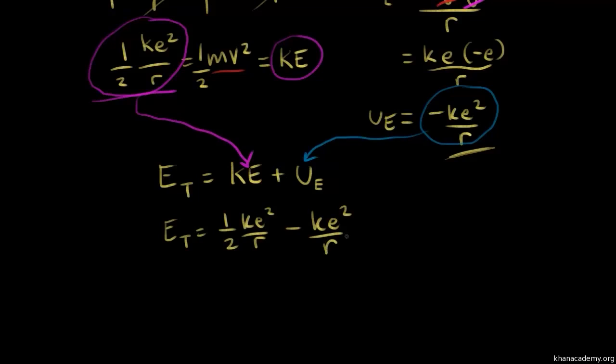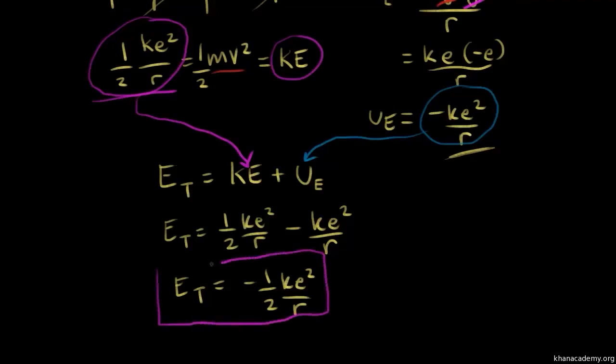So if you think about the math, this is just like half minus 1. And so that's going to give you negative half. Half minus 1 equals negative half. So negative half ke squared over r is our expression for the total energy. So this is the total energy associated with our electron.